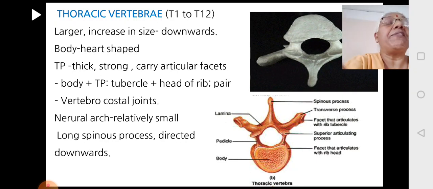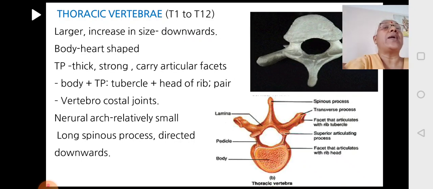Similarly, on the left side, there will be two articular facets which will articulate with the left rib. The joint formed between the rib and the thoracic vertebra is called the vertebrocostal joint. The neural arch is slightly smaller compared to that of the cervical vertebrae. The spinous process is long and generally points downward. In the case of the cervical vertebra, it was short and bifid.